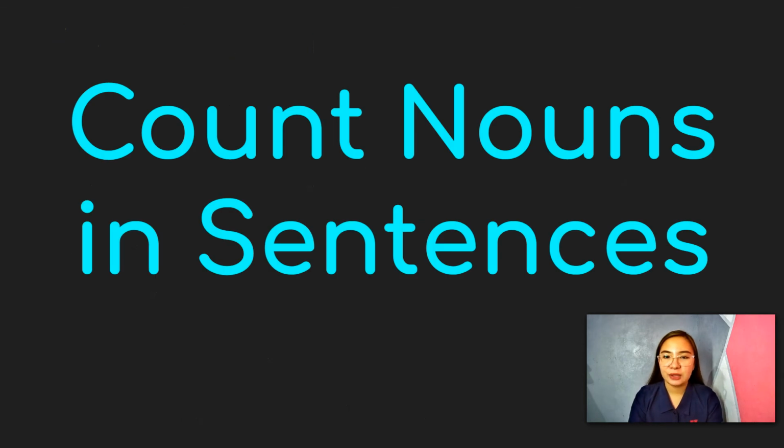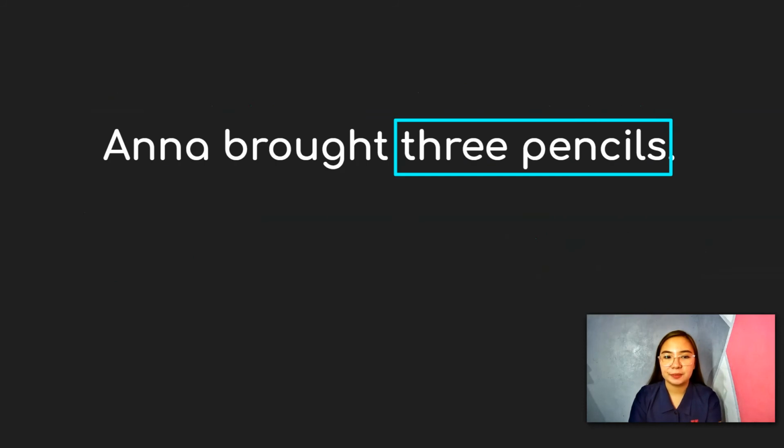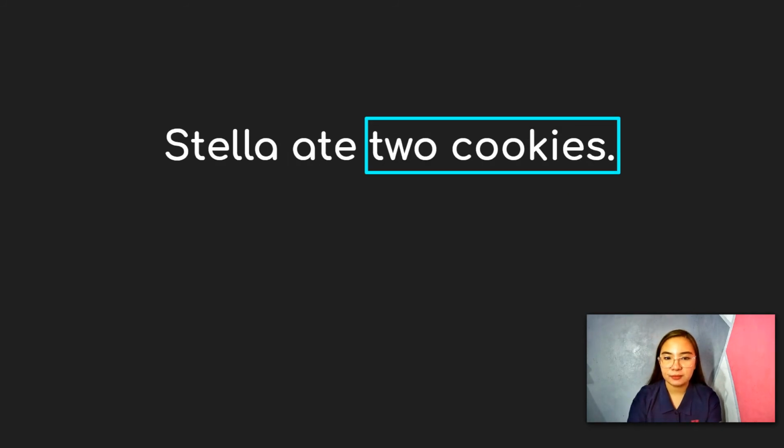Let us talk about count nouns in sentences. For example, Anna brought three pencils. Our count noun here is pencils, and because we want to put a number, we are going to say three pencils. Next, Stella ate two cookies. Our count noun here is cookies. Again, we are going to add a number, so it will become two cookies.